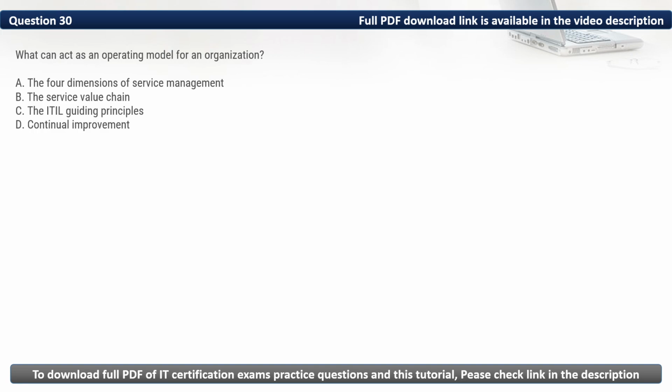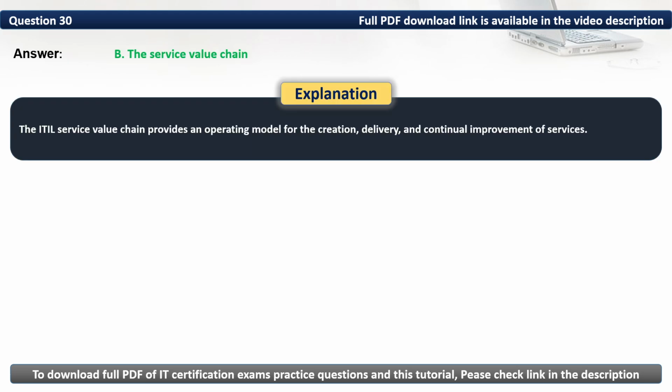The service value chain can act as an operating model for an organization. Thus, the correct option is B. The ITIL service value chain provides an operating model for the creation, delivery, and continual improvement of services.